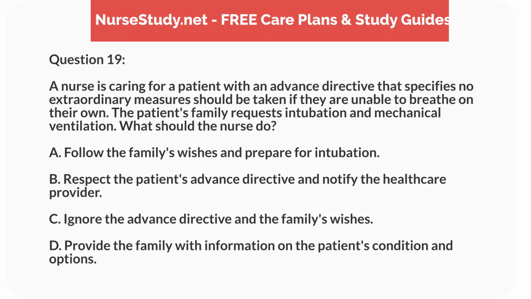Question 19. A nurse is caring for a patient with an advance directive that specifies no extraordinary measures should be taken if they are unable to breathe on their own. The patient's family requests intubation and mechanical ventilation. What should the nurse do? A. Follow the family's wishes and prepare for intubation. B. Respect the patient's advance directive and notify the healthcare provider. C. Ignore the advance directive and the family's wishes. D. Provide the family with information on the patient's condition and options.